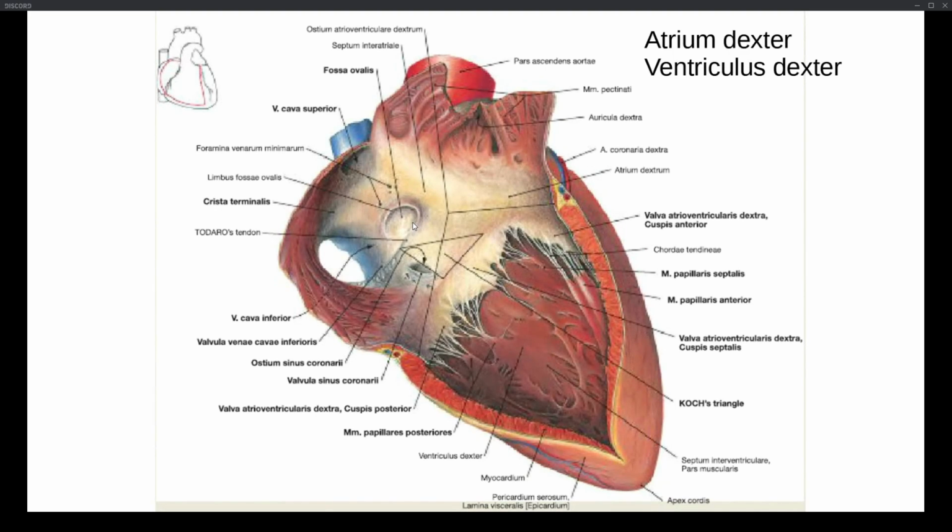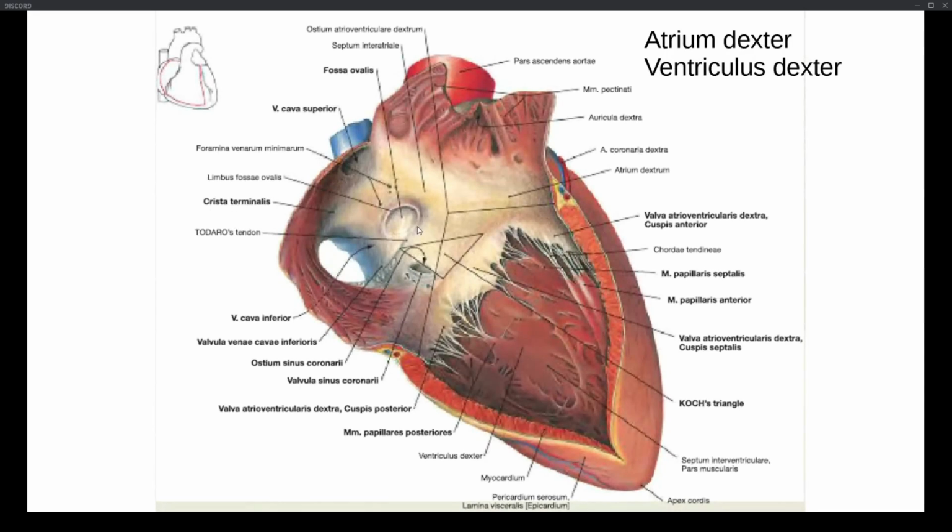The limbus fossae ovalis is also called, sorry, I have no idea how to pronounce this name. It also has a name. You can look it up. Normally you won't use this one actually, but I found it, and yeah.